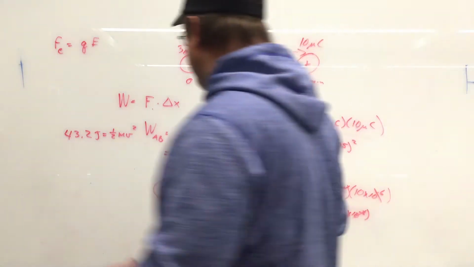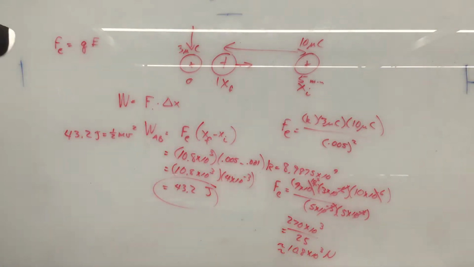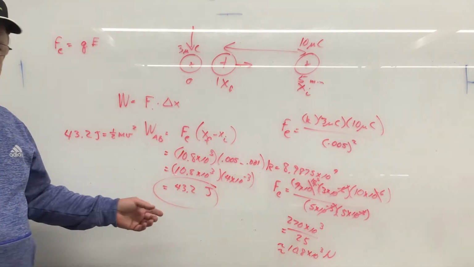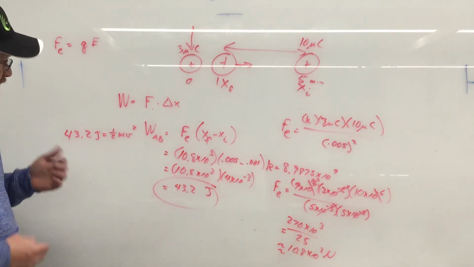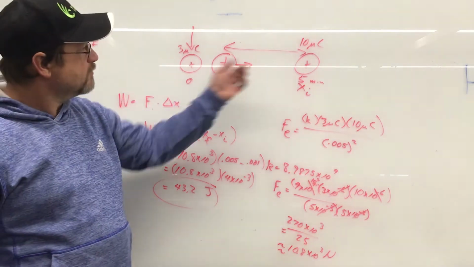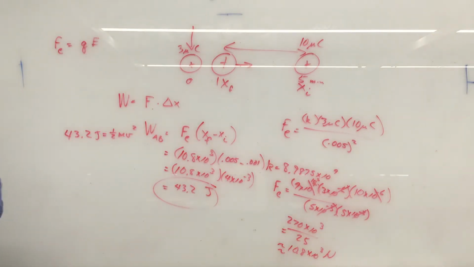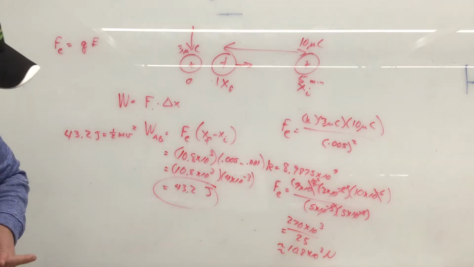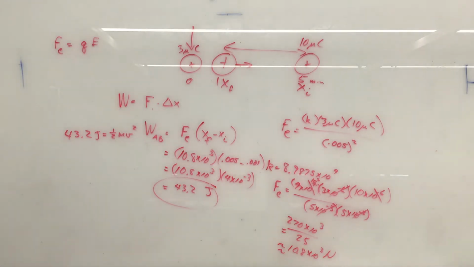So now it's an electrical energy, 43.2 joules, as opposed to being mechanical energy. But we can think of this as if this was a particle that we were talking about. So say that this 10 microcoulomb charge is on a dust particle. And let's say that that dust particle has a mass of 10 micrograms.